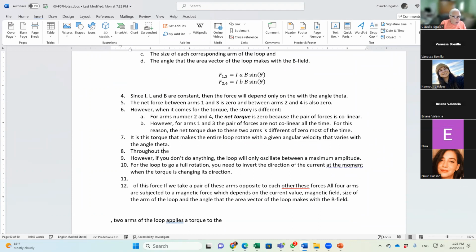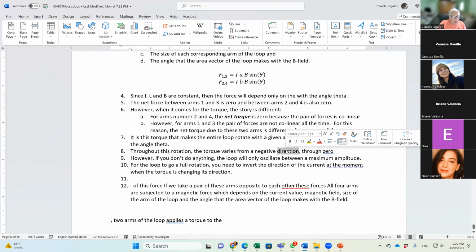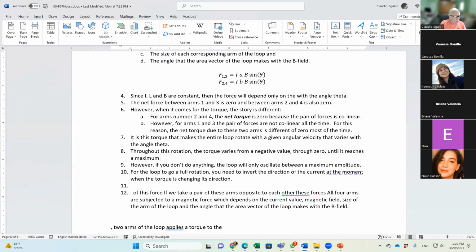Throughout this rotation, the torque varies from a negative value, through 0, until it reaches a maximum positive value. Positive value. Okay.